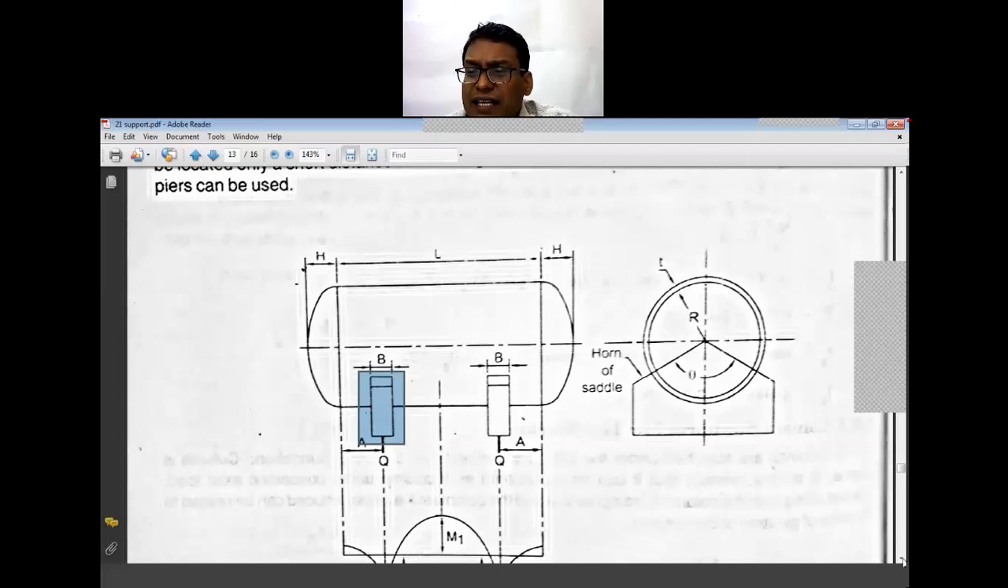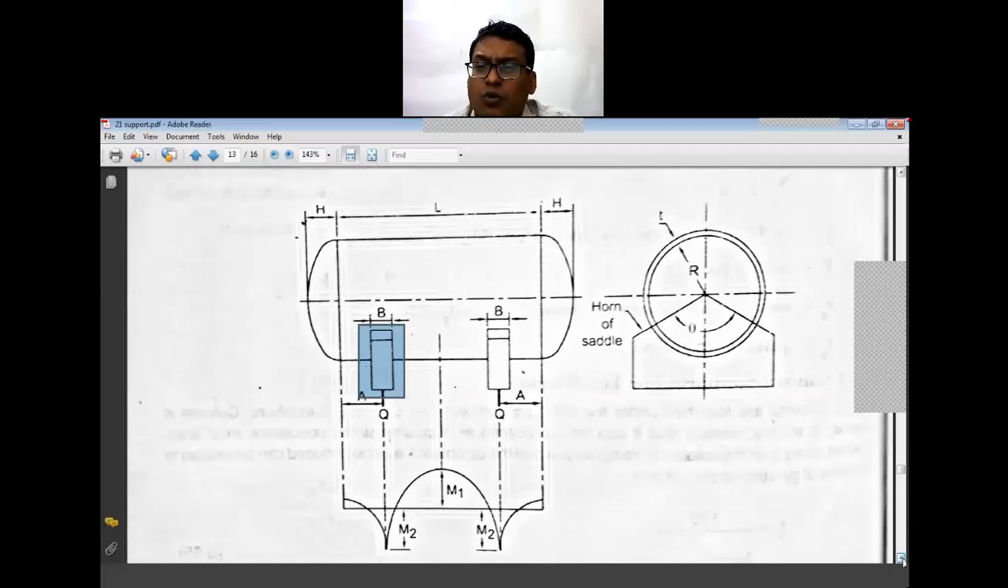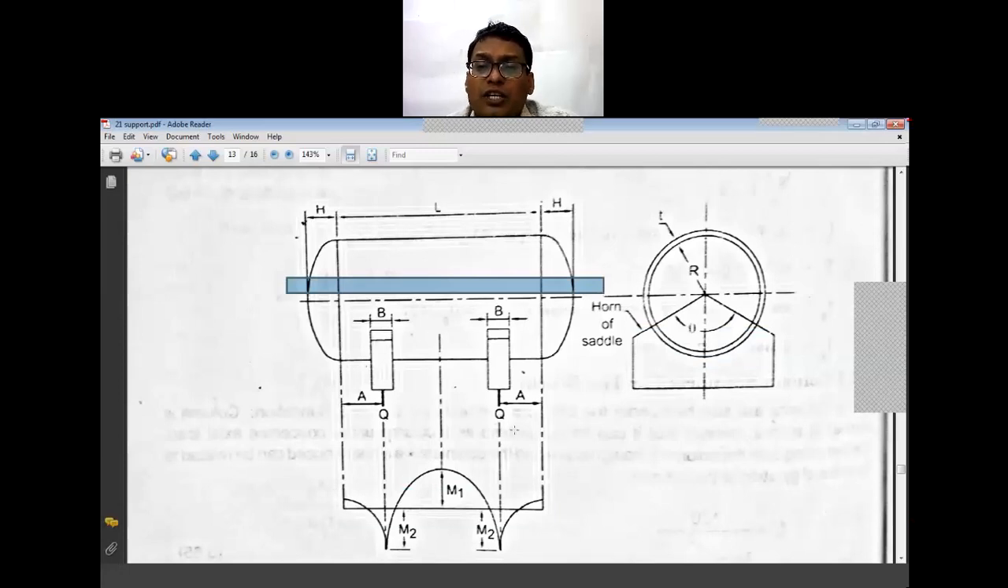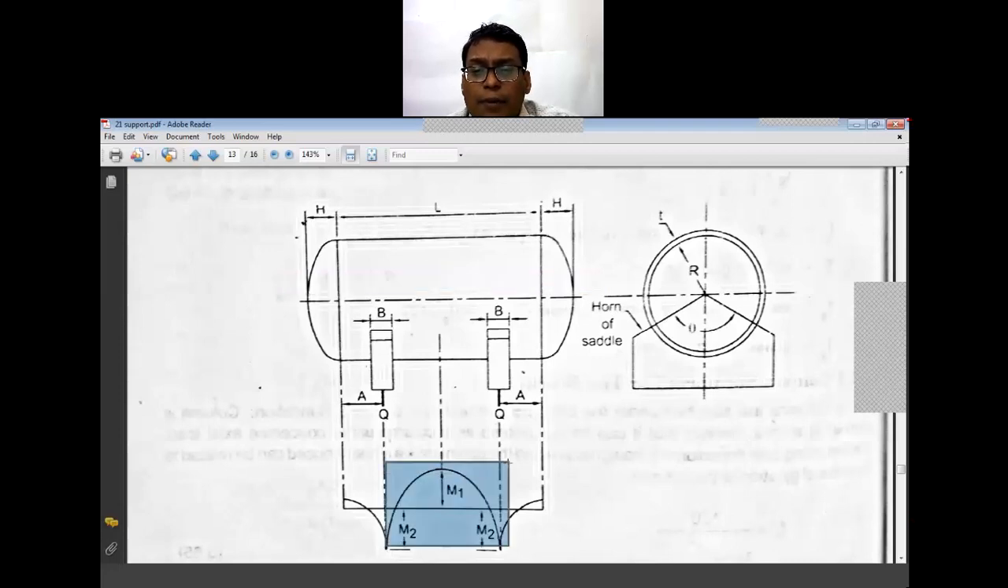While designing the saddle support for horizontal vessels, we again provide a certain concrete foundation for this saddle, where the bending moment calculation becomes more important. This vessel will act as a beam in this case. When it acts as a beam, the bending moment has to be taken into consideration. It's a beam supported at two different locations, so its bending moment diagram will appear like this.